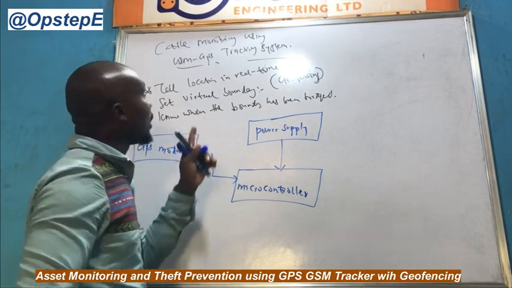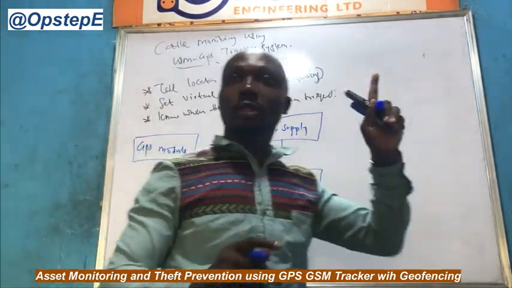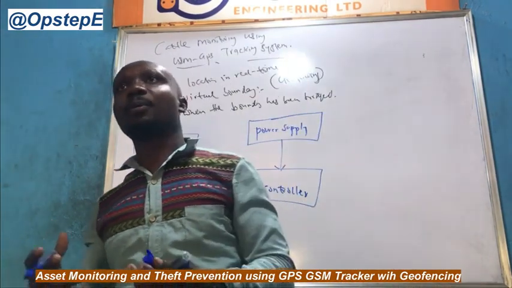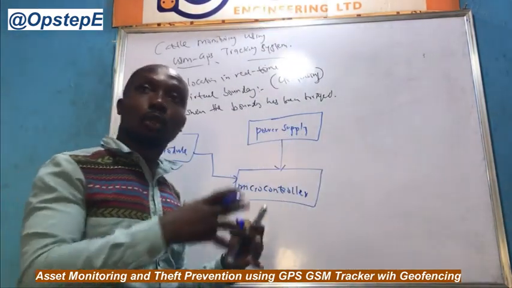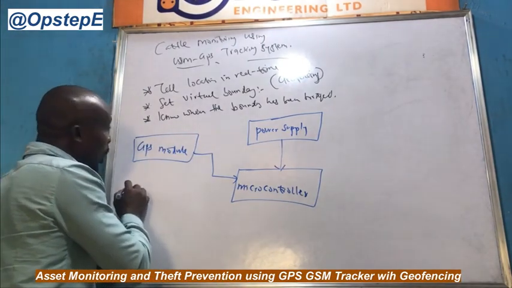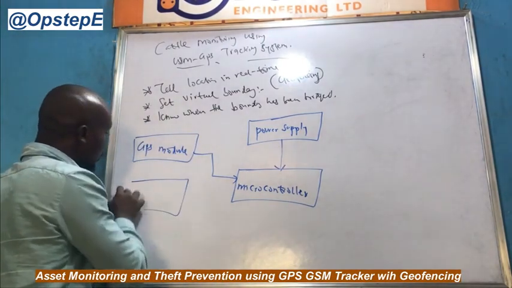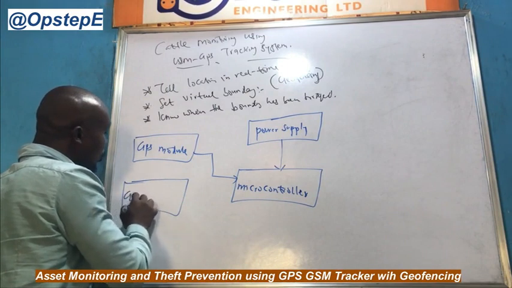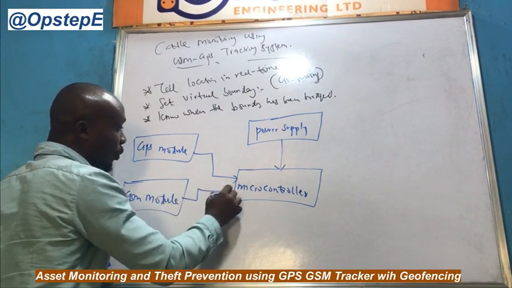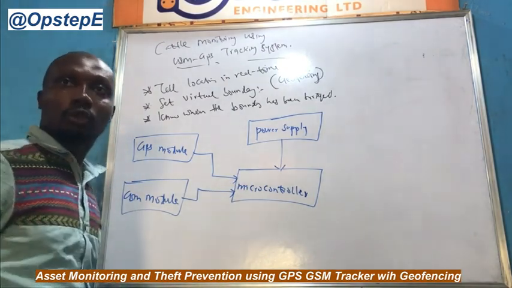Since our system has to do with location tracking, the only component in the market that can help us with location tracking will be what? A GPS module. Only a GPS helps us with location tracking. Other than a GPS module, we're also going to need a GSM module, also connecting to the microcontroller.